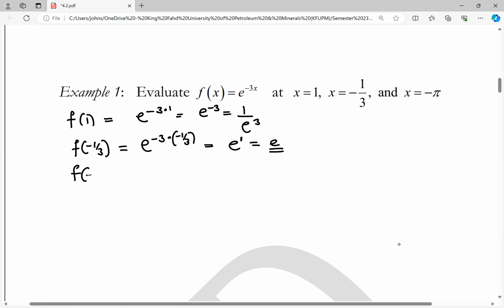Then we can have f of minus pi, which is just e to the power minus 3 times minus pi, which will just be e to the power 3 pi.